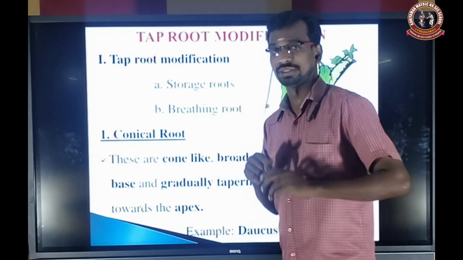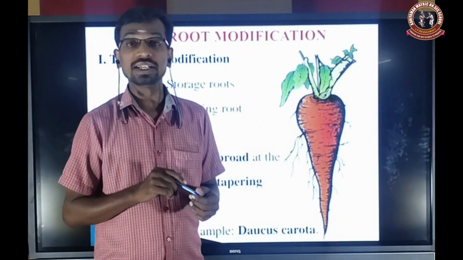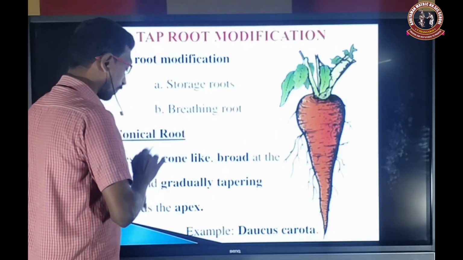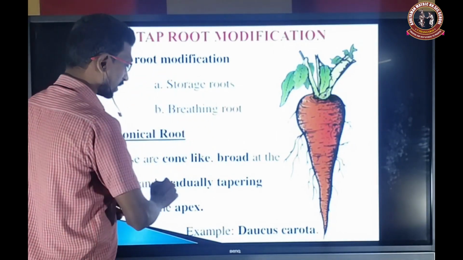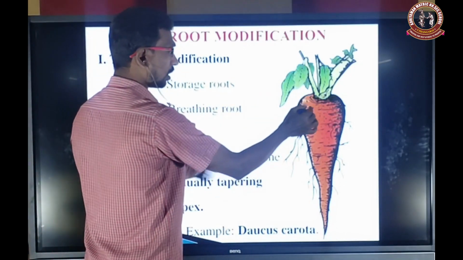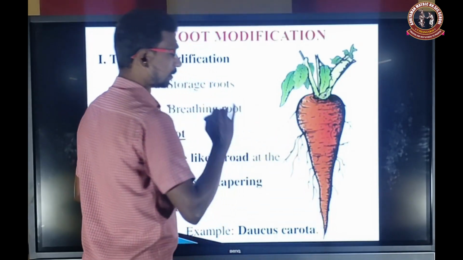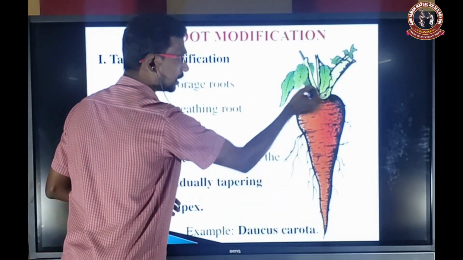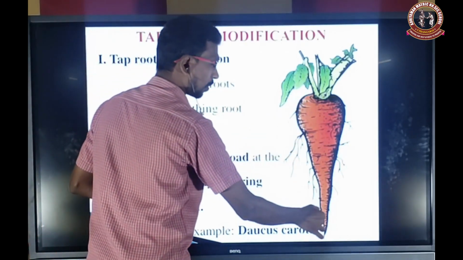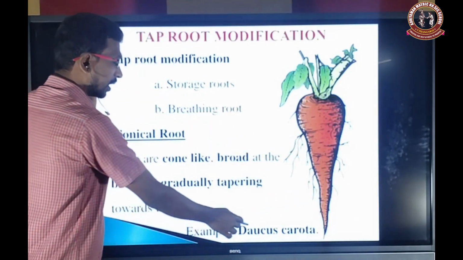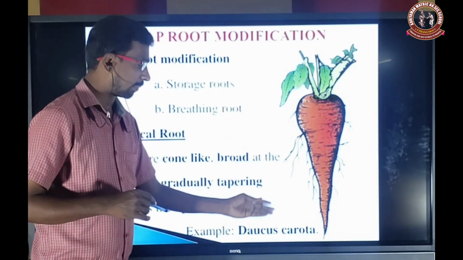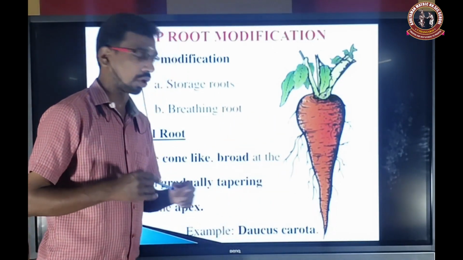The conical root has a cone-like structure. It is broad at the base and gradually tapers at the apex. That is the base of the root, and that is the root apex. So it looks like a cone. Example: Daucus carota, that is carrot. Carrot's binomial name is Daucus carota.